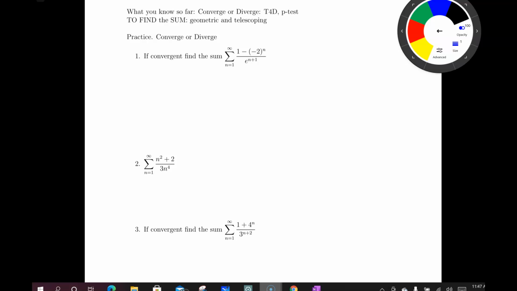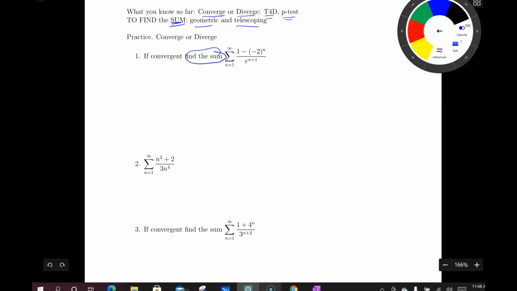Okay, so I went through that, invested time going over everything again because now we just have to decide which test to use. If it says just converge or diverge, then you're going to need the test for divergence or p-test. If it says converge or diverge and find the sum, then you know it's geometric or telescoping. All right, so this one does say find the sum.